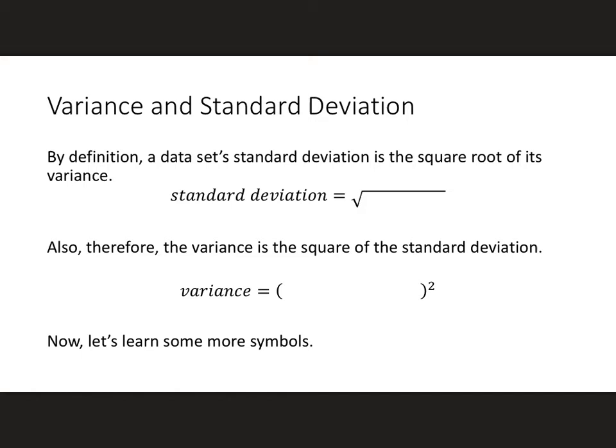So we're going to look here at variance and standard deviation. By definition, a data set's standard deviation is the square root of its variance. So that means this formula: standard deviation equals the square root of variance. And that means that the variance is the square of the standard deviation. So variance equals the standard deviation squared.